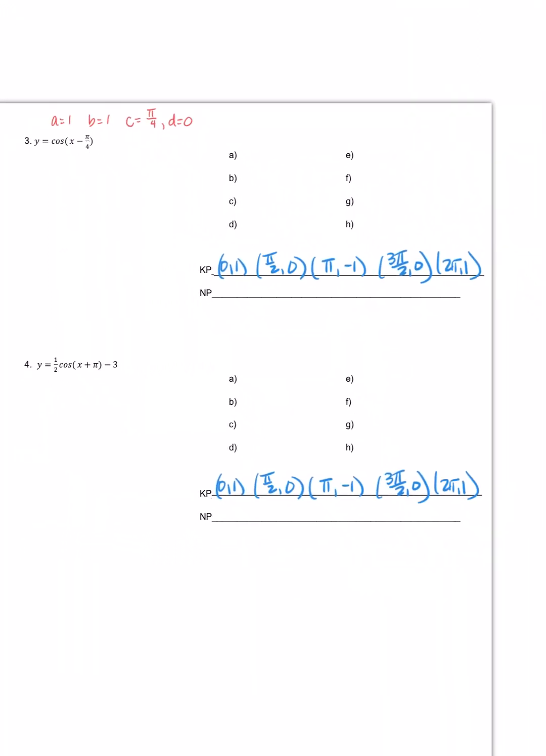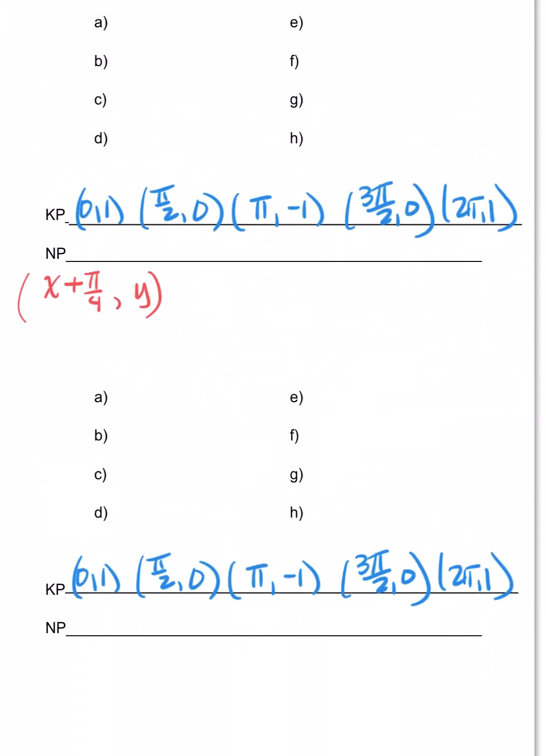So not too bad on this. What are we going to have to do? We're going to have to do 1 times x, so it's x plus pi over 4, and y is going to stay the same because 1 times y is y. All right, so really all we're doing is adding a pi over 4 to our x values. So let's dig in and do that.